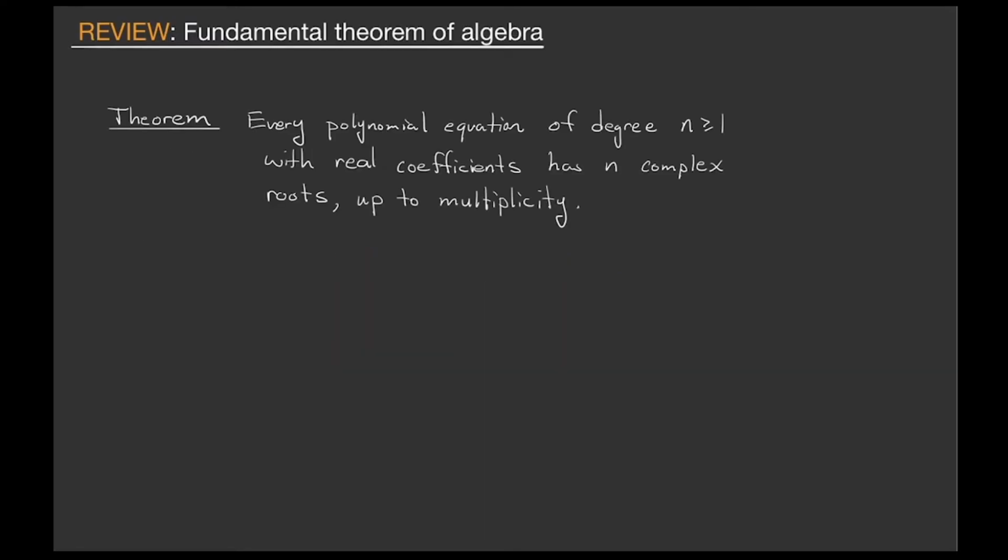Since we're going to be looking at a polynomial, then looking at the roots, in order to tell us what the solution to the differential equation is, we really want to recall what the fundamental theorem of algebra is. It simply says that if you have a polynomial equation of degree n greater than or equal to 1, and the coefficients of this polynomial are real, which they will be for the types of differential equations we'll look at, then that polynomial equation has n complex roots. And it's important to stress here that it's n complex roots, up to multiplicity. That is, there can be some repetition of roots.